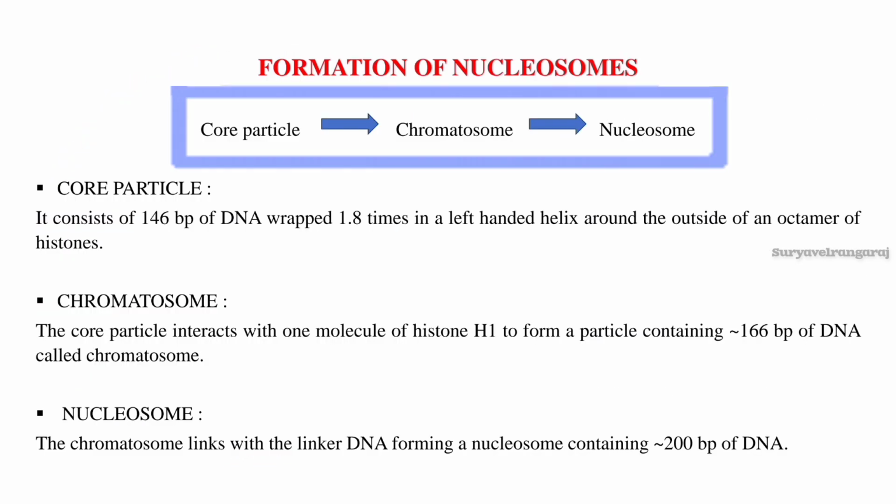Formation of nucleosome core particle. It consists of 146 BP of DNA wrapped 1.8 times in a left-handed helix around the outside of an octamer of histones. Chromatosome. The core particle interacts with one molecule of histone H1 to form a particle containing 166 BP of DNA called the chromatosome. Nucleosome. The chromatosome links with the linker DNA, forming a nucleosome containing 200 BP of DNA.